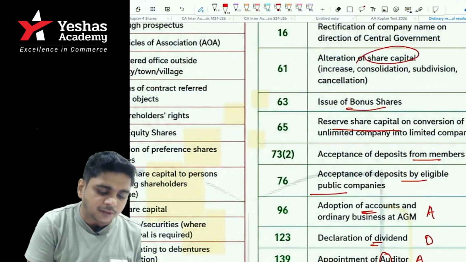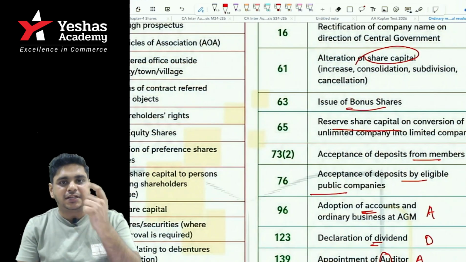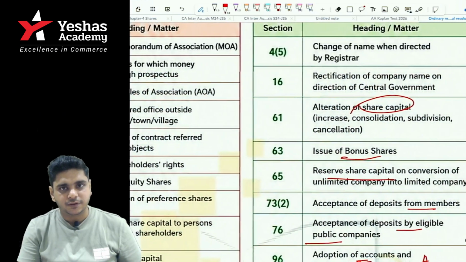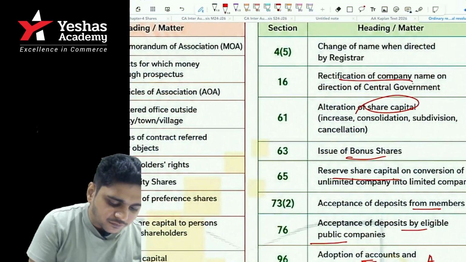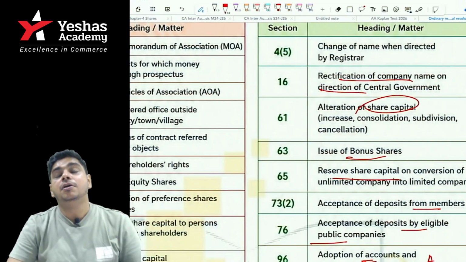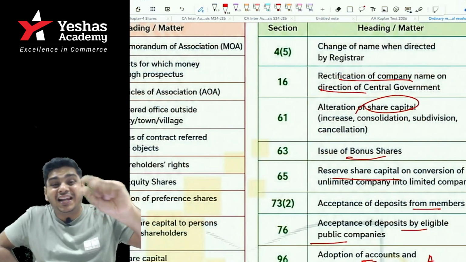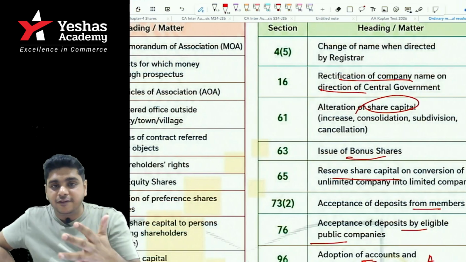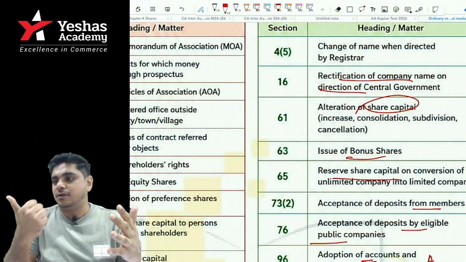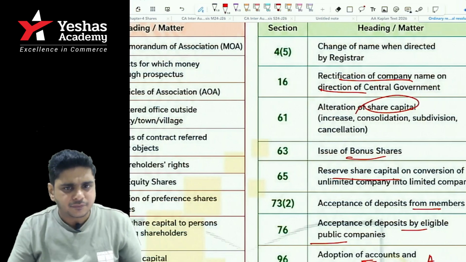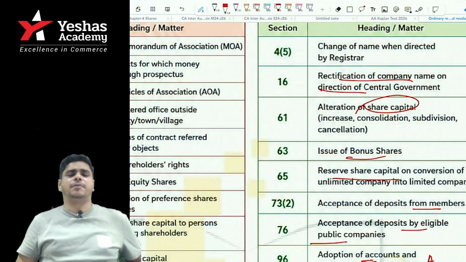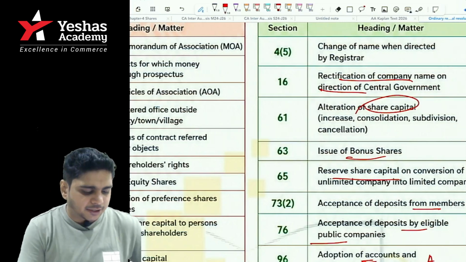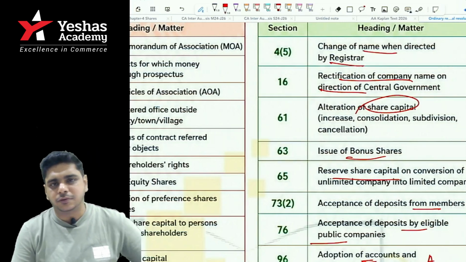Alteration of share capital, capital clause alteration, section 61, procedure in 64, OR is required. Then, very important, rectification of the name clause on the direction of CG. So, 4 ADDA, 5 bonus shares, 6 share capital, 7th is rectification of the name, and 8th, eligible public deposits up to 181C limit. Change of name when directed by ROC, OR is also required. This is also very rare.